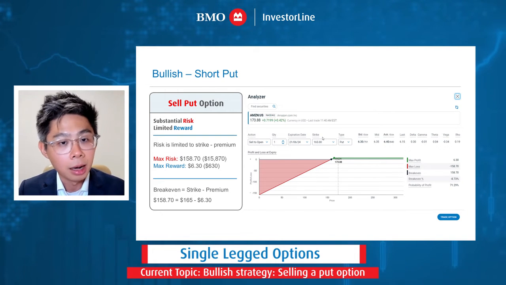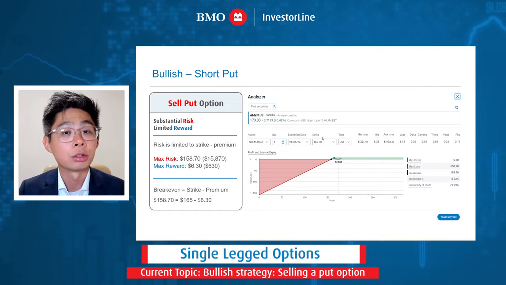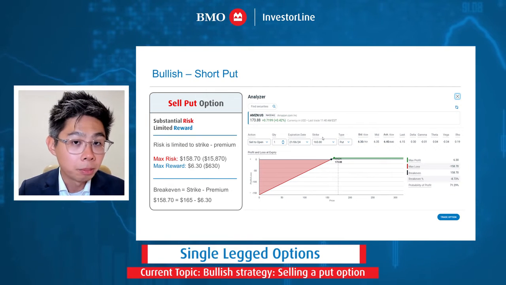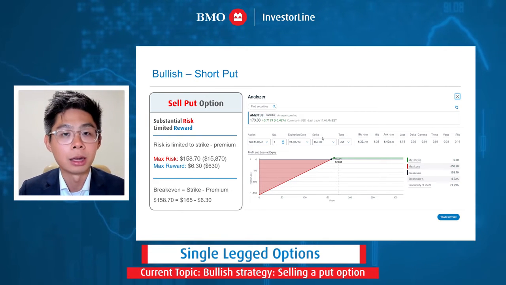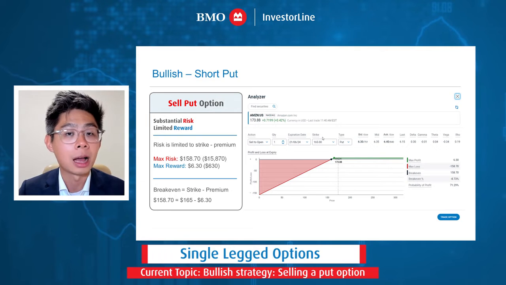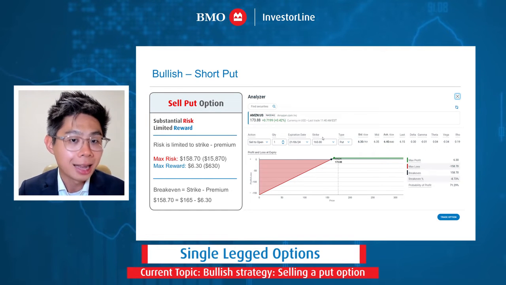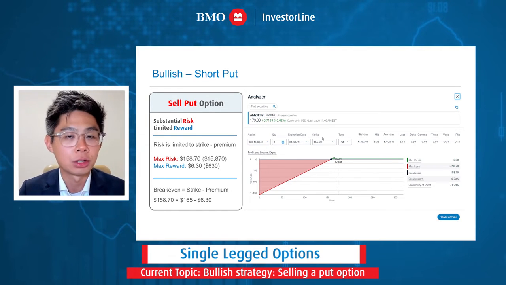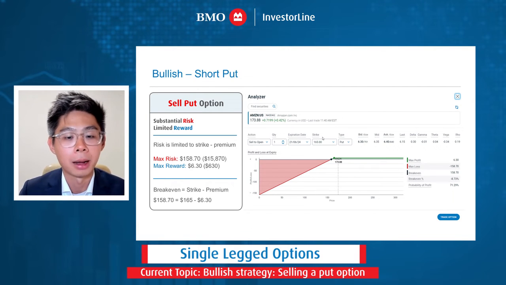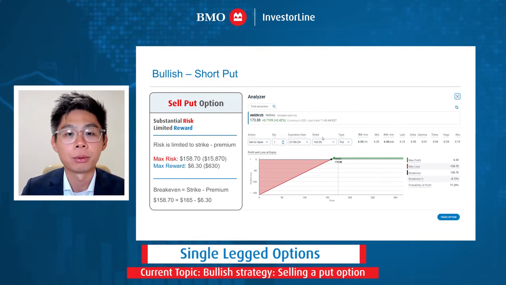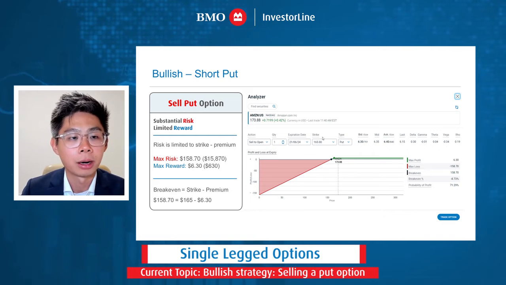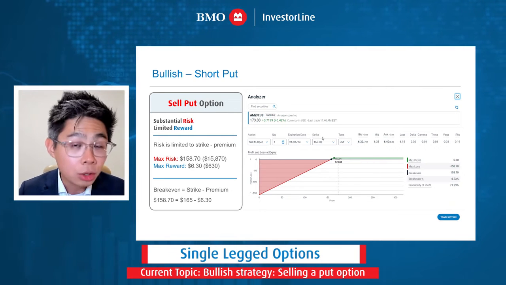But the risk to reward ratio on the surface might not look particularly strong, but you do get a discount if you do end up with the obligation of owning that stock. And that is a really important feature of selling a short put, in my opinion. And we're going to look through an example of this in order to better understand when you might want to sell a short put. That's excellent, Tony.